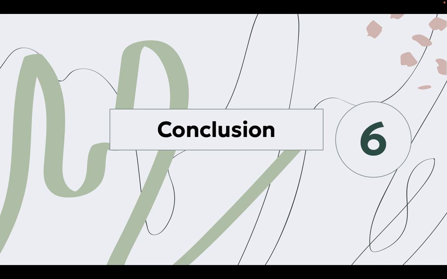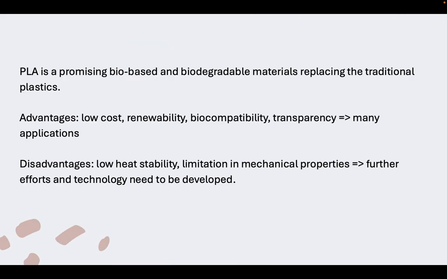So, in conclusion, PLA is a promising bio-based and biodegradable material replacing traditional plastics. It has a lot of advantages in its low cost, renewability, biocompatibility, and transparency, so that it can be applied in many applications in different fields. However, it also has a lot of disadvantages, such as low heat stability and limitations in some mechanical properties. Therefore, further efforts and technology need to be developed to overcome these challenges in order to protect the environment.